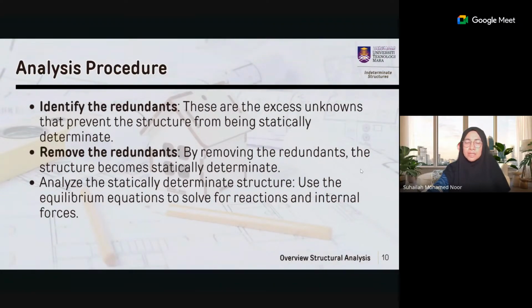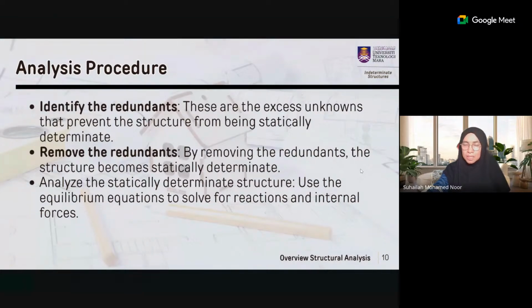Okay, for the procedure, start with identification of the degree of indeterminacy. Simple, right? It is just the difference between the unknown reactions and 3. So it is equivalent to 1. So 1 is the degree of indeterminacy, representing the number of redundants in the system. DOI is equal to 1, so the redundant is 1, and we have to choose the redundant to be removed from the system.